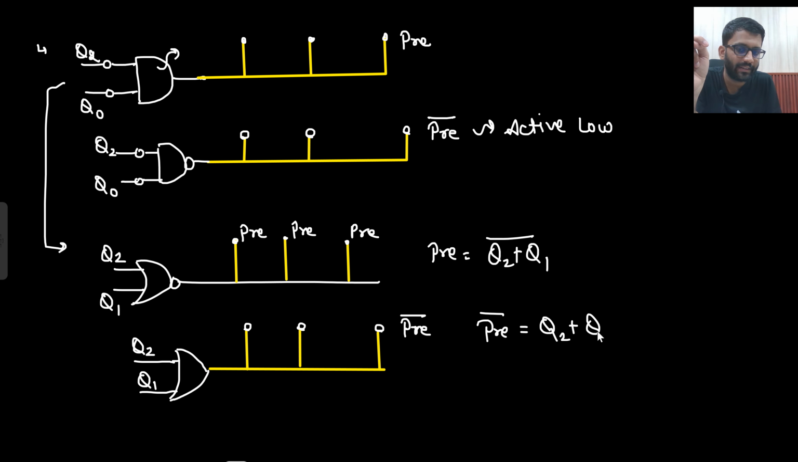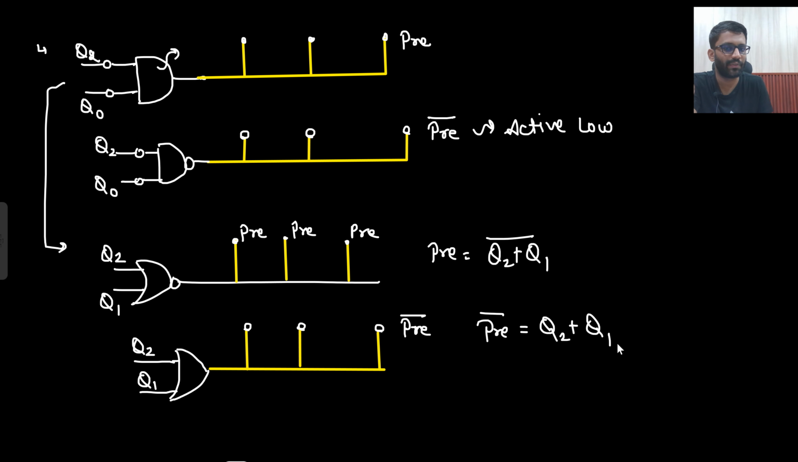So for anything I can design. Are you getting this point? Just by introducing these bubbles, it will be very useful for you. If you have designed for pre and they are asking for pre bar, then simply introduce a bubble here, carry that bubble here. What is the final design you are getting? This is the final design, and this is your OR gate only.